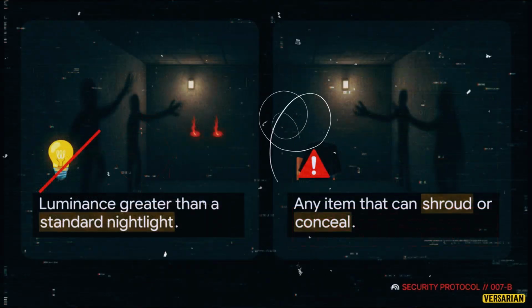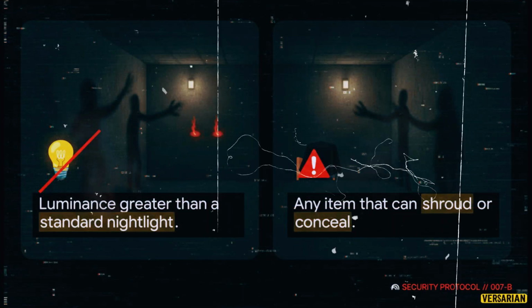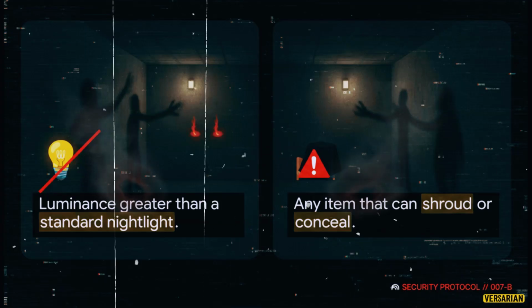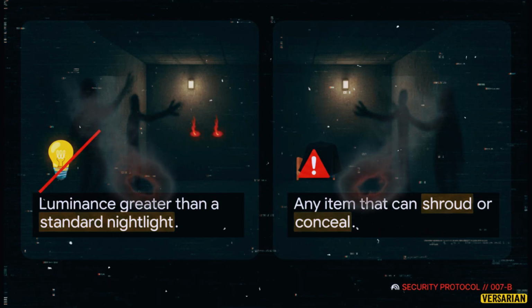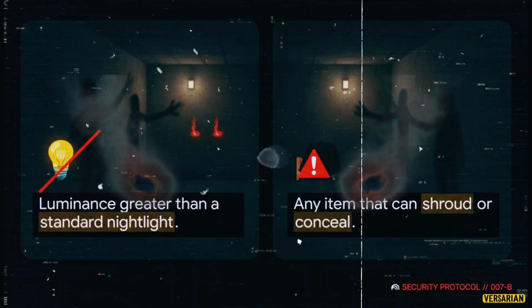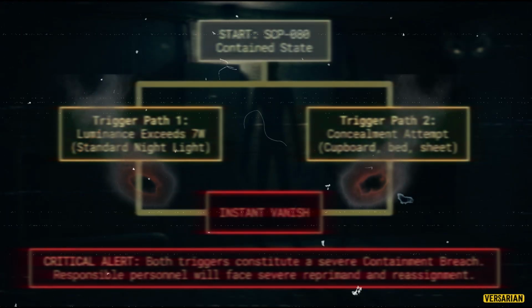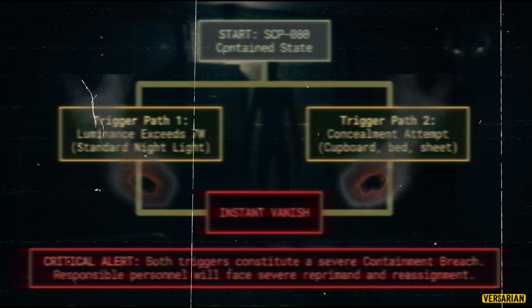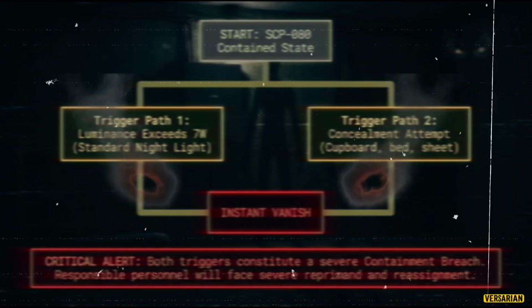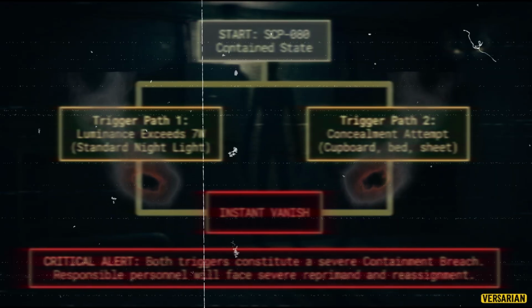Which brings us to the operational paradox of SCP-080. If any light enters that room with a luminance greater than a standard children's nightlight, instant vanish. On the flip side, if the entity manages to find a way to hide itself, like ducking under a discarded bedsheet, instant vanish. Think about that. You give it too much light, we lose it. You give it a place to hide, we lose it. Both scenarios constitute a total breach of containment.